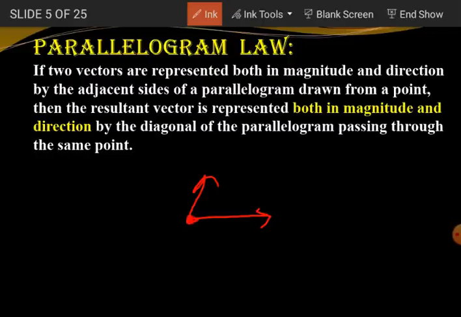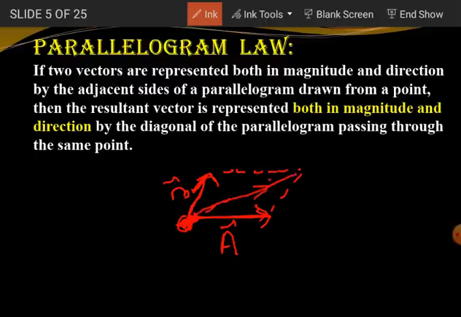Then what does this parallelogram law state? The parallelogram law of vector addition states that if two vectors, let's take them as vector a and vector b, represent the two adjacent sides of a parallelogram drawn from the same point, then the resultant vector is represented both in magnitude and direction by the diagonal of the parallelogram passing through the same point. That means if you complete this parallelogram, the diagonal drawn from that same point will represent the resultant vector of vector a and vector b. So your resultant is this one.